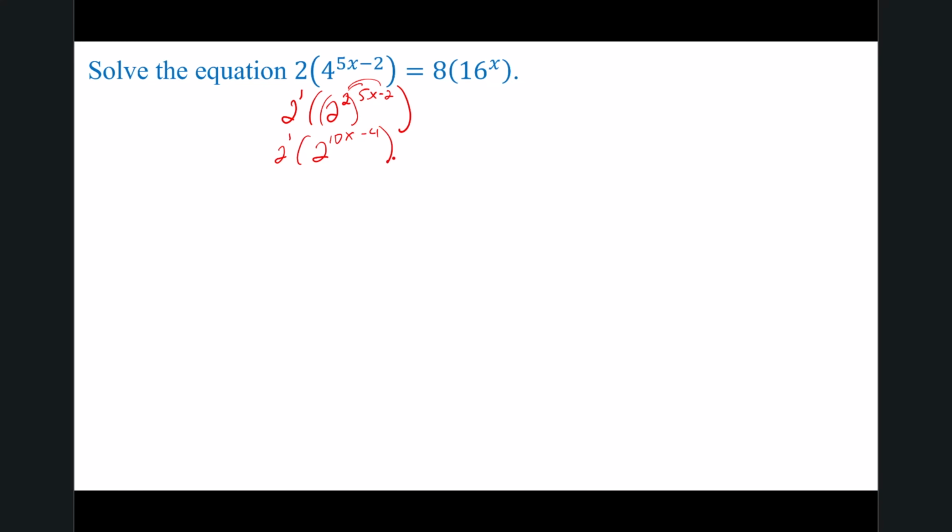And from here, if I have 2 to some power times 2 to some power, I can add my exponents. So I have 2 to the 10x minus 3. What about on the right side? 8 is 2 to the third, 16 is 2 to the fourth. So I have 2 to the third times 2 to the 4x. If I add my exponents, I get 2 to the 3 plus 4x.